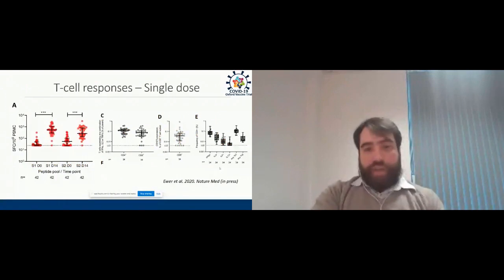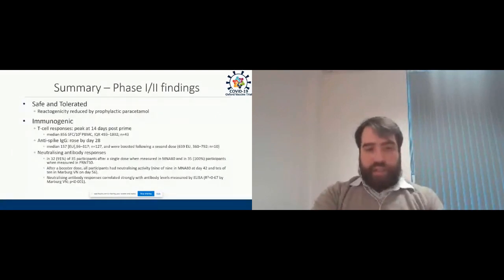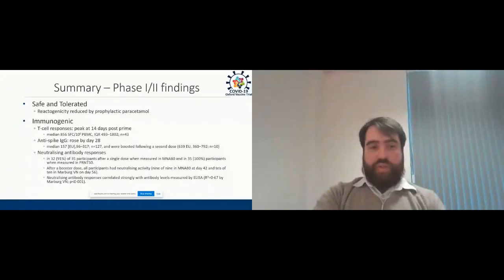So the summary of our phase 1, phase 2 findings was the vaccine is safe and tolerated, and the reactogenicity was reduced by the use of prophylactic paracetamol. The vaccine was immunogenic at a single dose with both T-cell responses and antibody responses, and was able to induce neutralizing antibodies even at a single dose, but with better results after 2 doses.